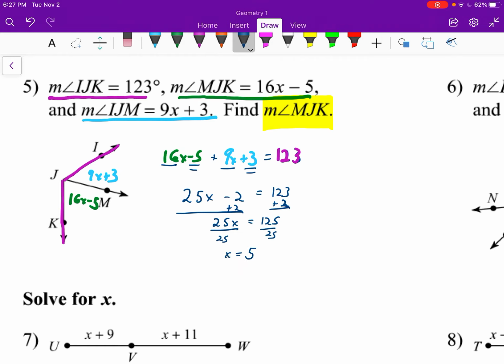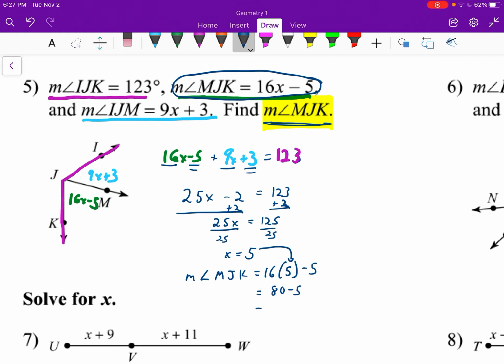But that is not the end to this question, because we want to find this highlighted part. So we're going to plug x back in to this. So to finish this off, we have the measure of angle MJK is equal to 16 times x, which was 5, minus 5. Well, this is 80 minus 5, which is 75. So we'll just rewrite this: measure of angle MJK is equal to 75 degrees.